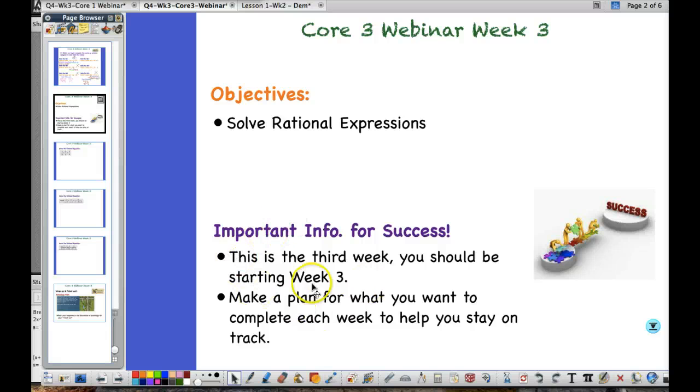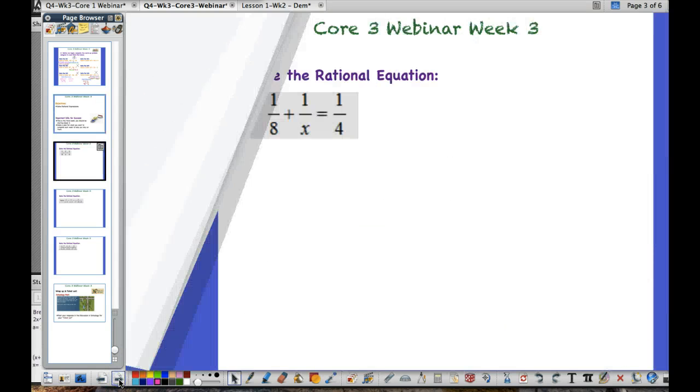Okay, so here's our important info as usual. Week 3, make a plan to help you stay on track. You guys are doing a good job with that. Let's look at our first problem.